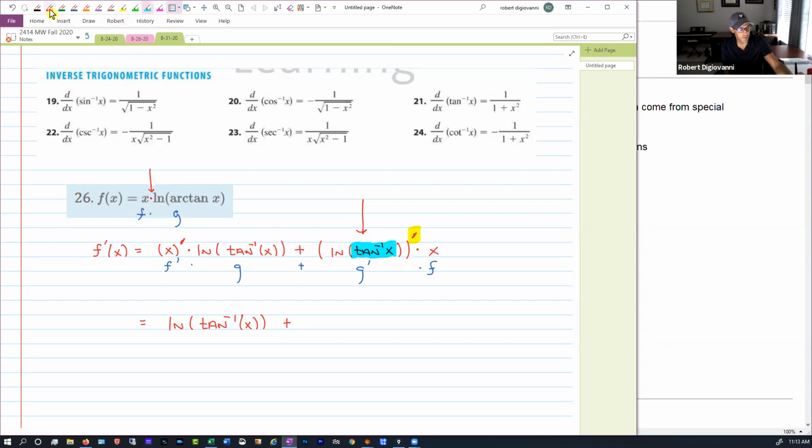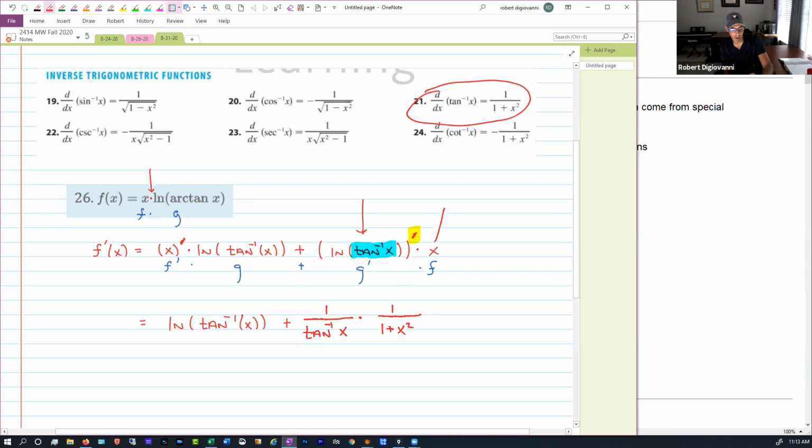So this is composition, so chain rule. The derivative of natural log of anything is 1 over whatever that anything was. Now chain rule says times the derivative of the blue part, and the derivative of arctangent of x is the formula here. So that's going to be 1 over 1 plus x squared. And then I have to remember to do the times x to finish off the product rule. And that's it. I mean, you could maybe put all this together.